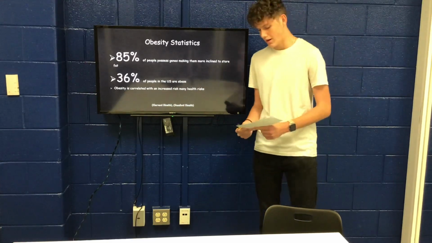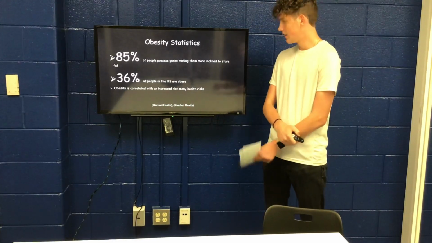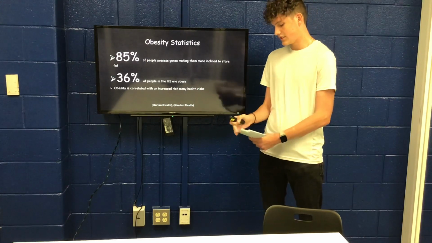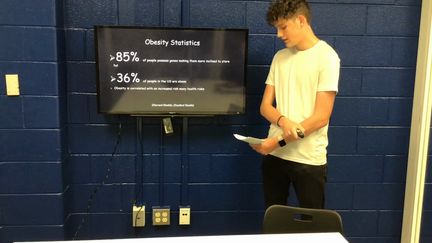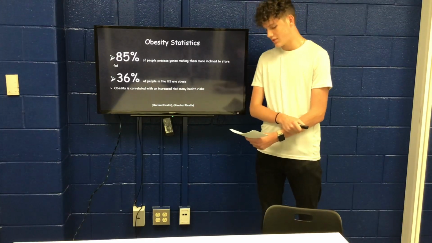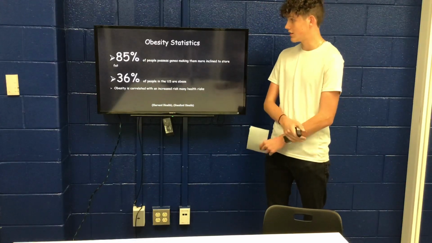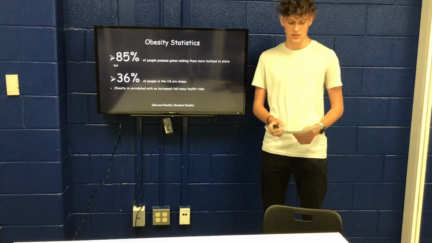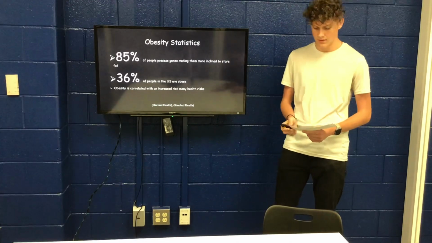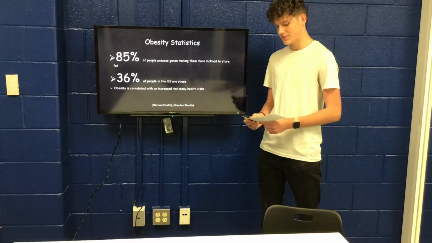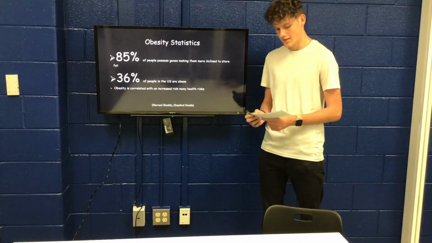Additionally, research conducted by Harvard University's health department says 85% of people possess genes formerly held by ancient humans. These genes allow them to store excess food consumed as fat to protect against food insecurity. In modern times, these genes contribute to obesity in humans. Furthermore, 36% of people in the US are considered obese, according to Harvard.